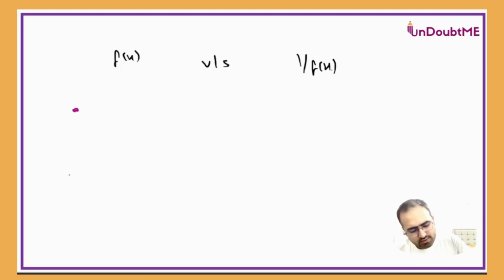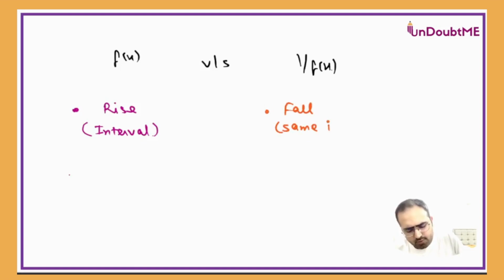So the first point is, wherever f(x) will rise in any interval, rise means it will increase, so 1 over f(x) will fall in the same interval. I'm not writing everything, but if you watch what I'm explaining, you'll understand. So when the function is increasing in any interval, in the same interval 1 over f(x) will be decreasing.